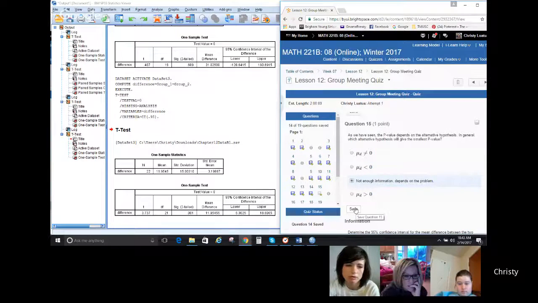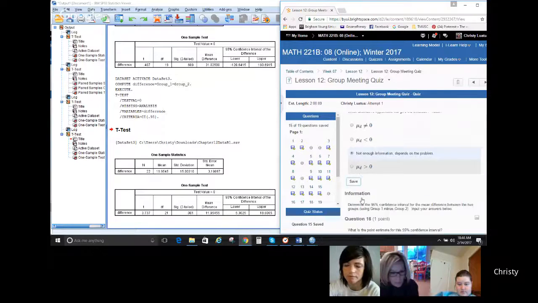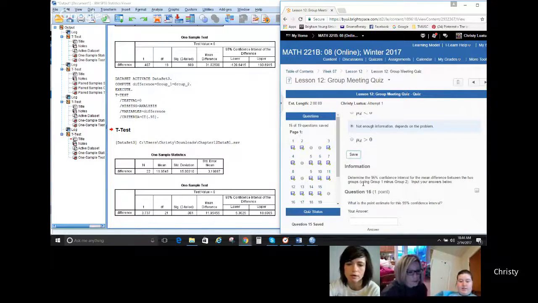Should one of us click one answer and one of us click another, or should we all just click the same thing? For now, I'll click less than 0. I'll do not enough information.